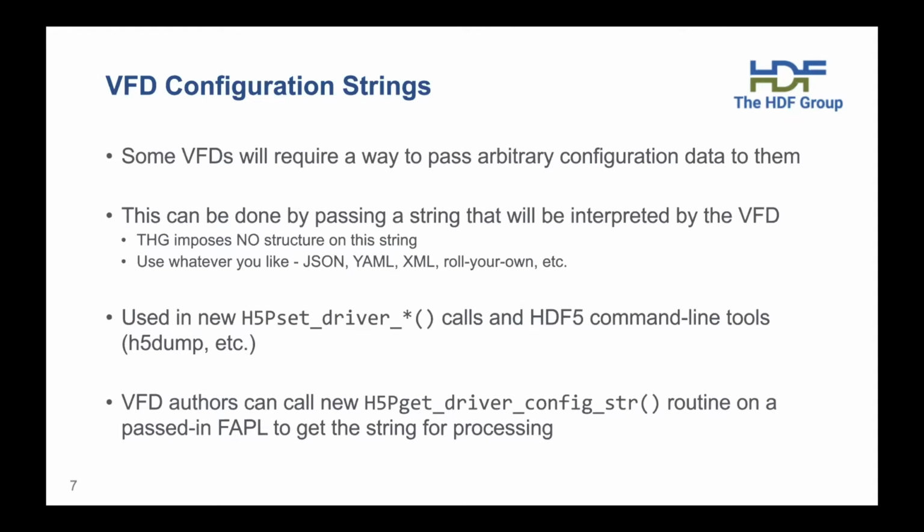Like I mentioned, you can set these with new API calls I'll talk about. And we also have a new API call that you can use on a file access property list to get the string that a VFD was set up with.